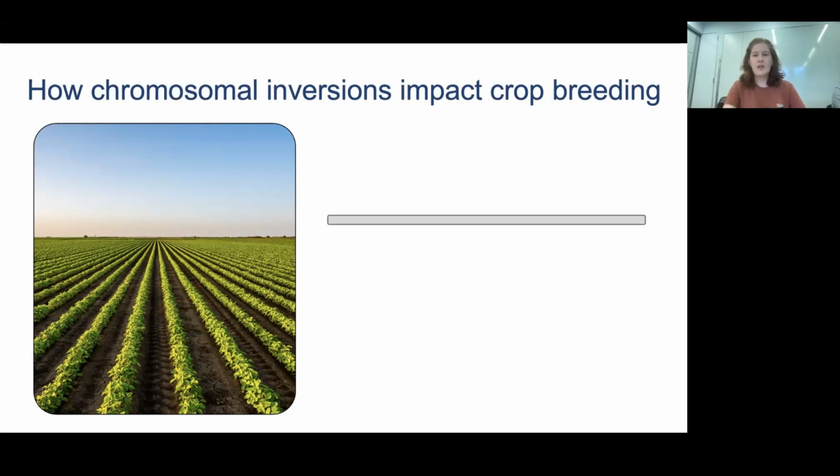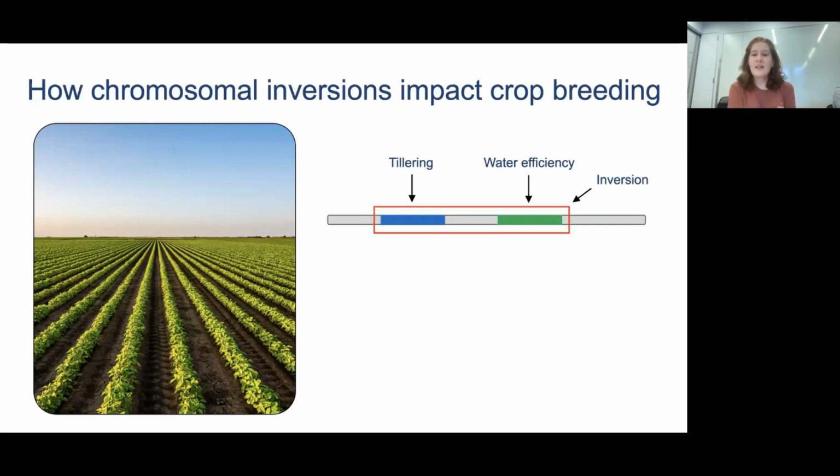So here's the genome of your crop. And you might know that a gene of large effect controlling tillering resides here within the genome, whereas a gene of large effect controlling water efficiency is located here. Now, let's also say that these genes reside within a chromosomal inversion that's segregating within the population. So this means that there's no recombination between the genes, so they're linked together. And let's say that because of this inversion, these traits might have a negative correlation where increasing the value of one trait reduces the value of the other because of this genetic linkage.